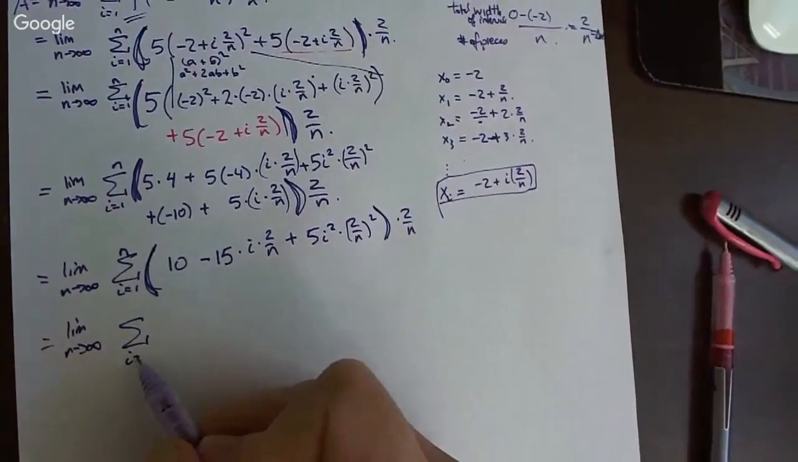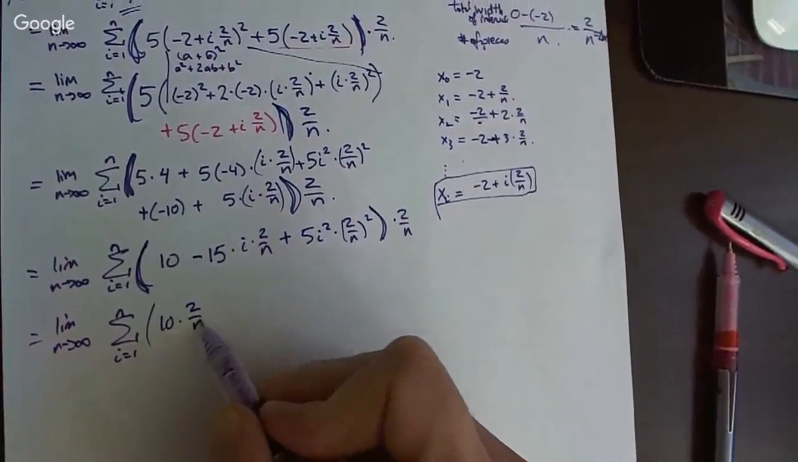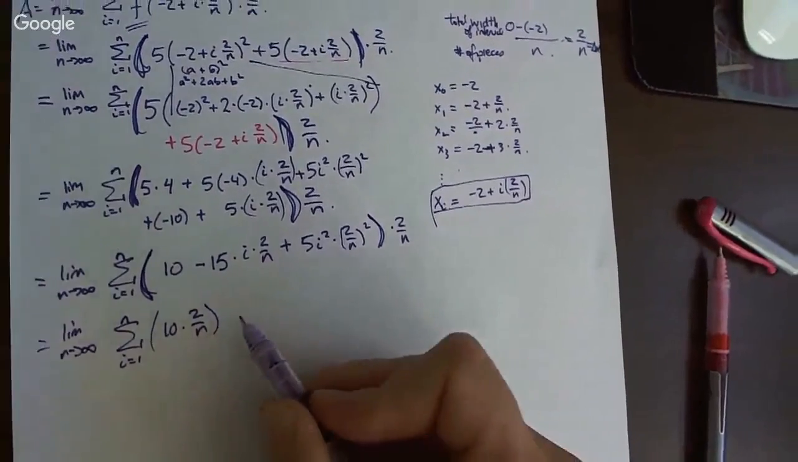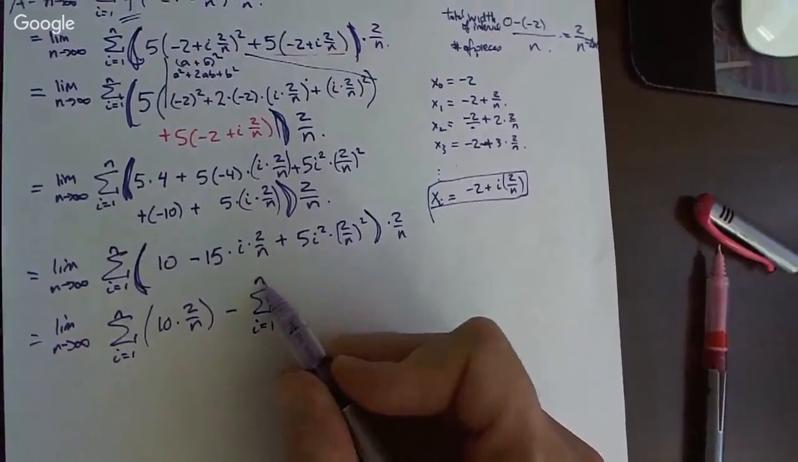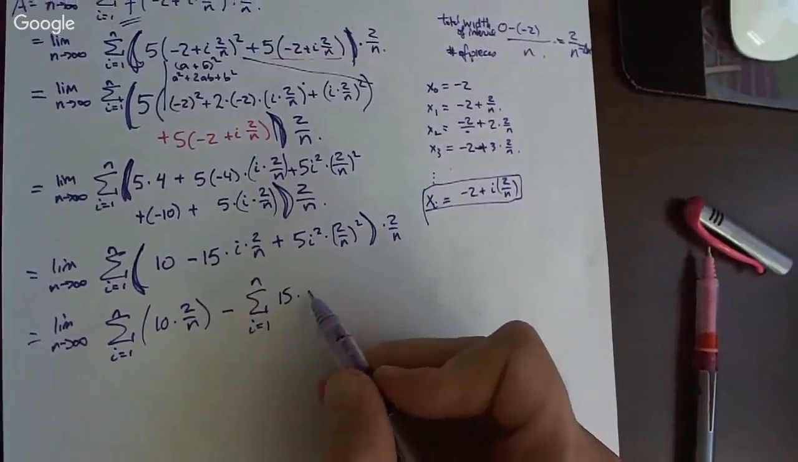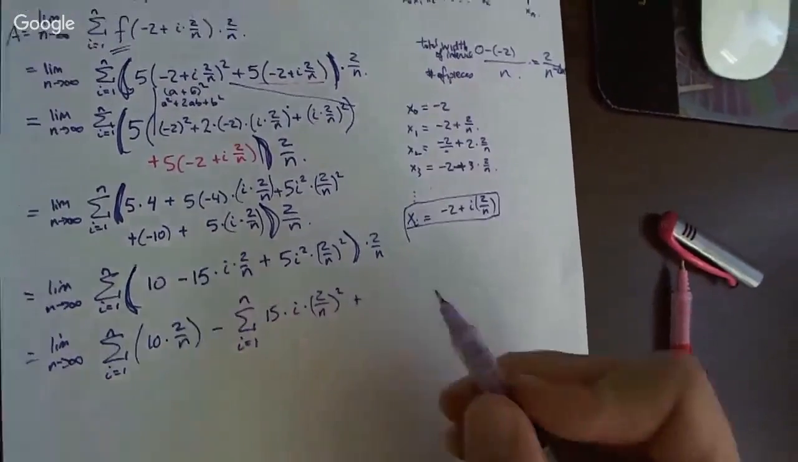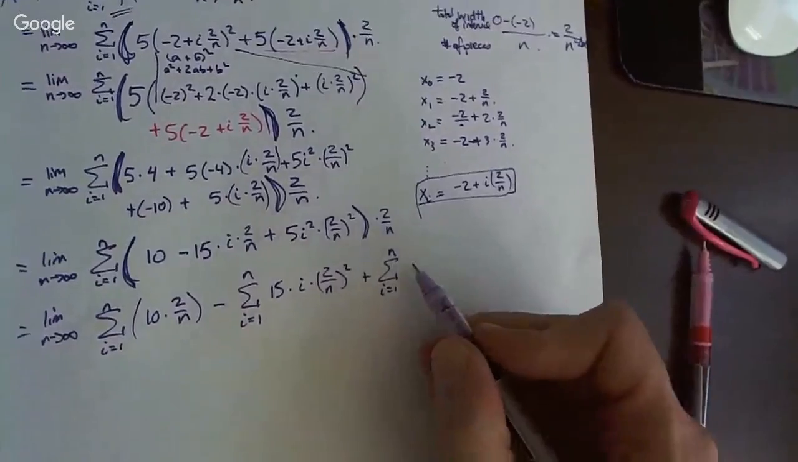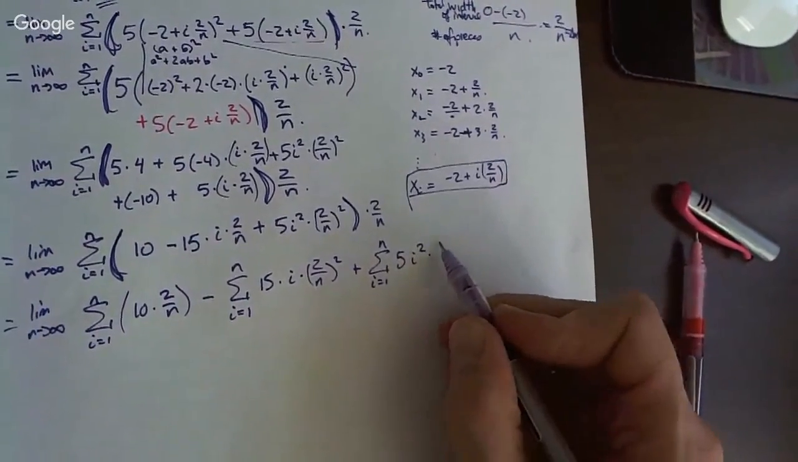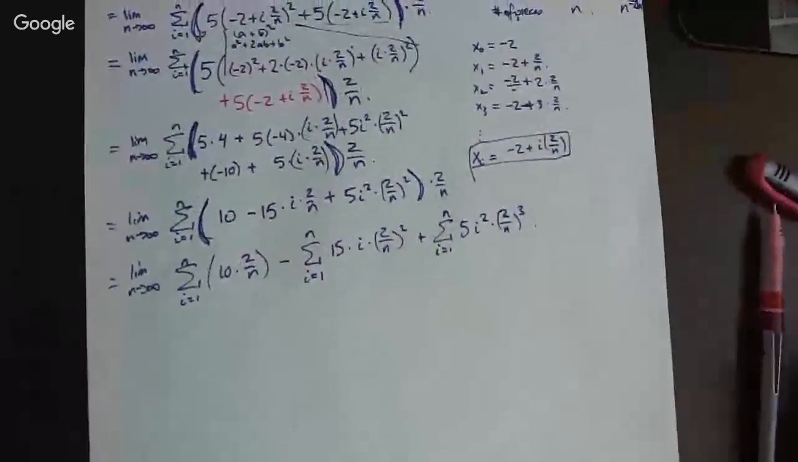Sum i goes from 1 to n of 10 times 2 over n, minus the sum i goes from 1 to n of 15 times i times 2 over n squared, plus the sum i goes from 1 to n of 5i squared times 2 over n cubed. All right, why did I do this?